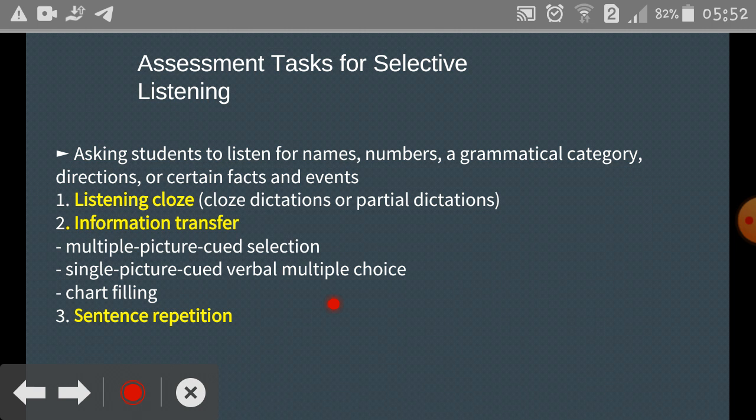Chart filling, you can see it on page number 129. For example, the student listens to someone's daily schedule, and then they have to fill up the chart about the schedule. And then another way to assess them is to use sentence repetition. Sentence repetition means they will listen to a sentence being dictated by the teacher, and then they have to write it down in the book.